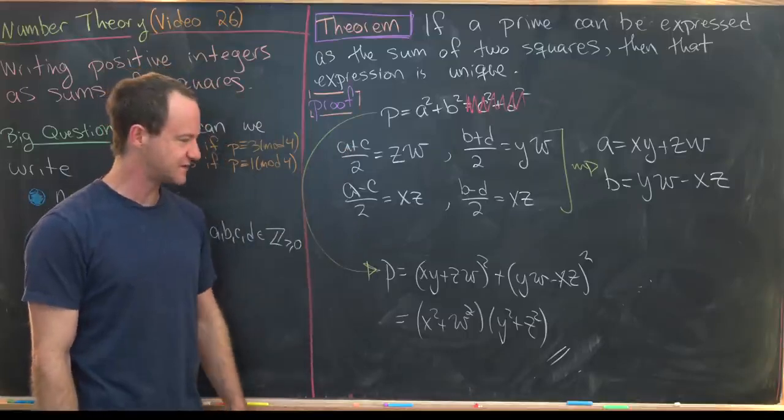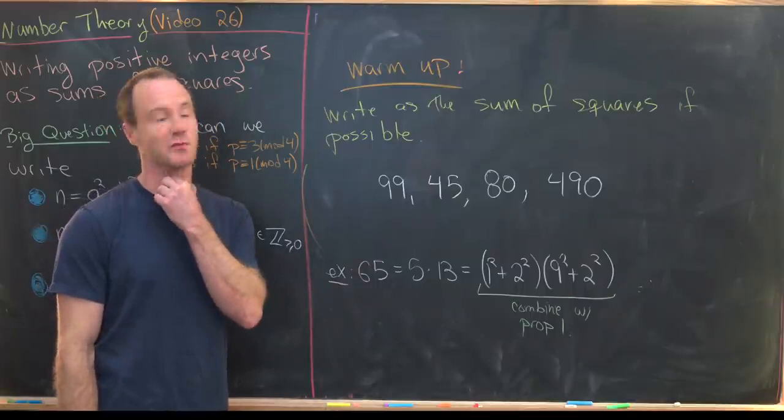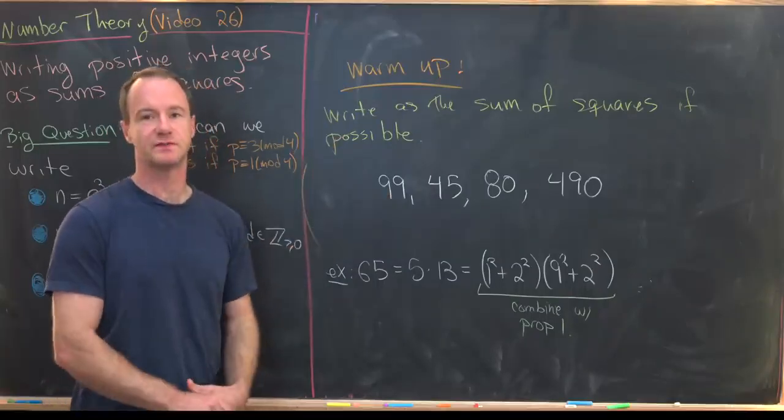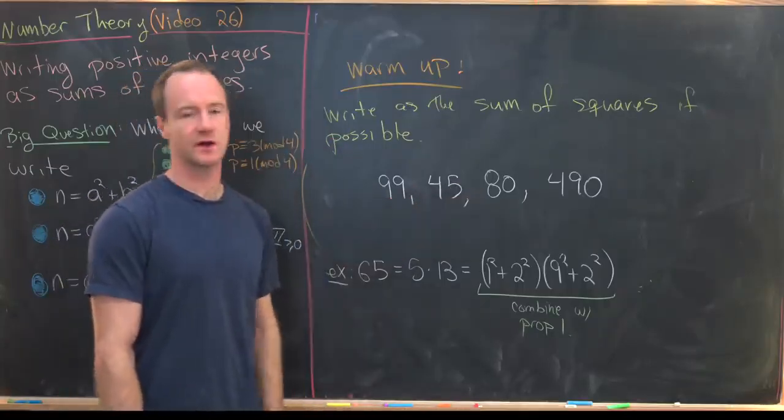Okay, so let's finish this video off with a couple of warm-up problems. So here are a couple of nice warm-up problems. So let's write the following four integers as sums of squares, if possible. So 99, 45, 80, and 490.